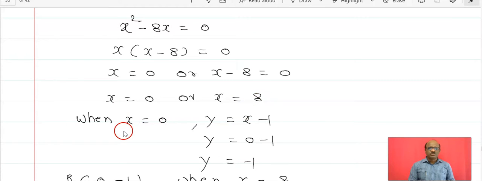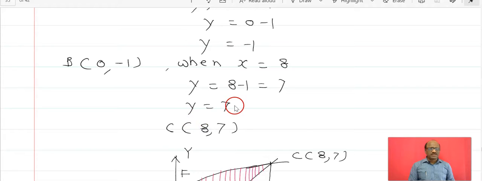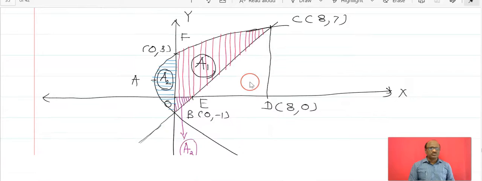When x equals 0, what about the y? y equals x minus 1. Put x equals 0, then you will get y equals minus 1. What about the point B? The point B is (0, minus 1). When x equals 8, what about the y? y is 7. And therefore, this is the point of intersection of these two parabolas.